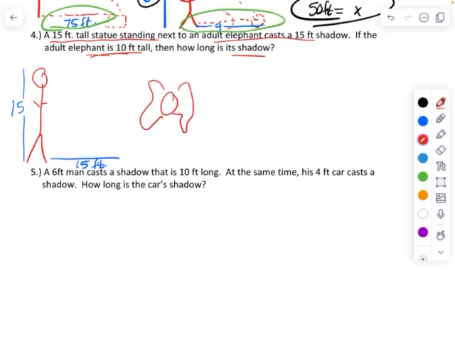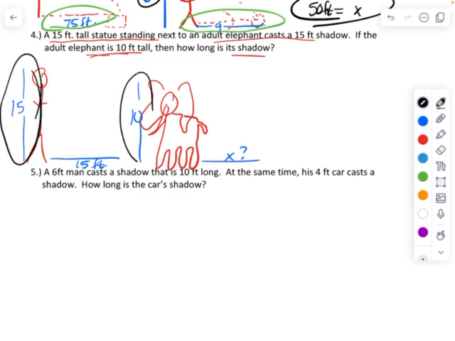So elephant, here we go. I'm not a good drawer. There we go. That's as best I could do. The adult elephant is 10 feet tall, and it casts, we don't know, some sort of shadow. But we can use this idea of proportions. I know that 15 corresponds to 10.